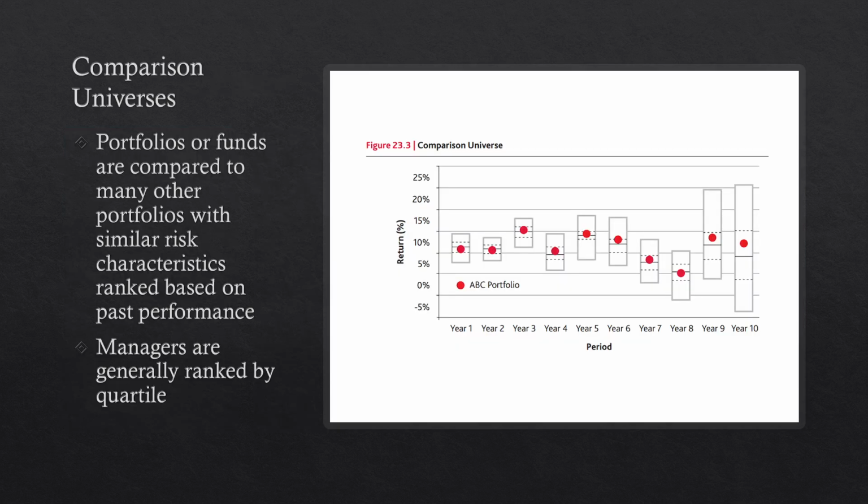Now, when looking at the comparison universes, portfolios or funds are compared to many other portfolios with similar risk characteristics, ranked based on past performance. Managers are generally ranked by quartile. So in this example, the portfolio is the red, and you can see the bars are all the different returns from different portfolios with those similar risk characteristics. So the average would be that middle line. So for example, in this year, it's below average, about average, above average. This one's above average, quite a bit above average in the last 2 years.